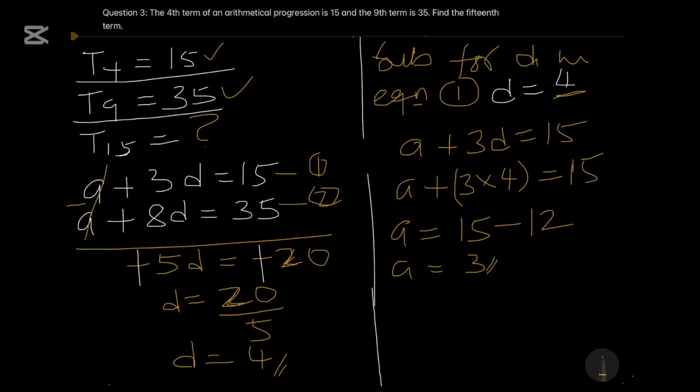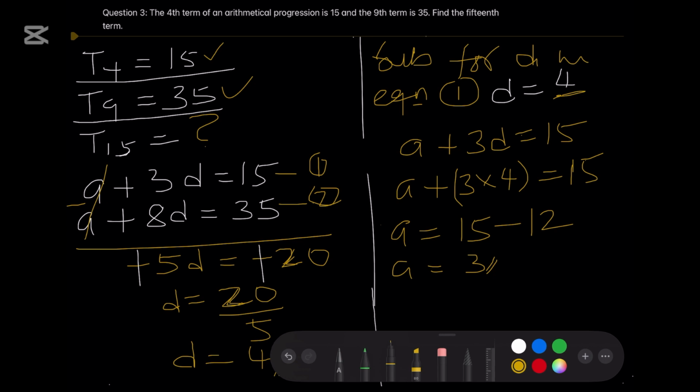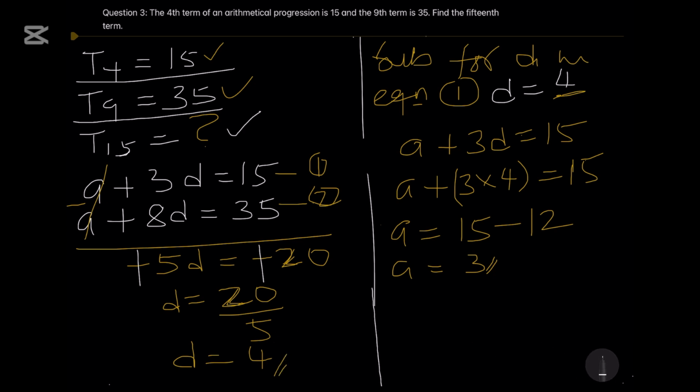Our first term is equal to 3. So now we have our first term and our common difference. So we can easily find the 15th term. Let's calculate for our 15th term. The formula says the 15th term is A plus 15 minus 1 times D. So what is our A? We already have our A.